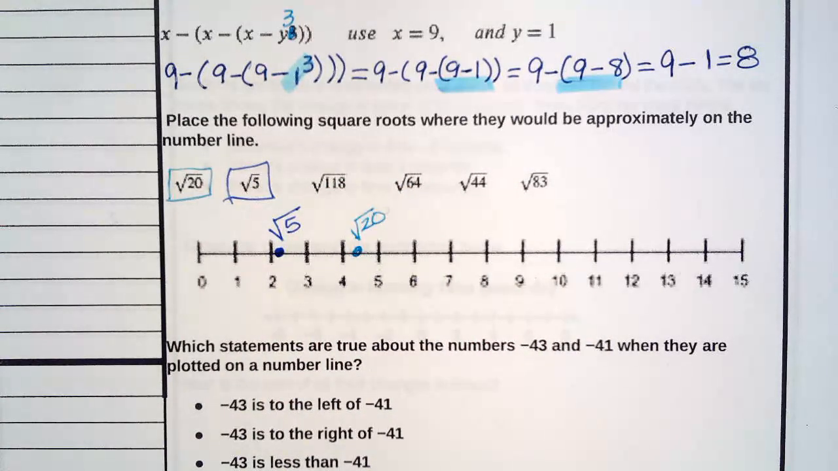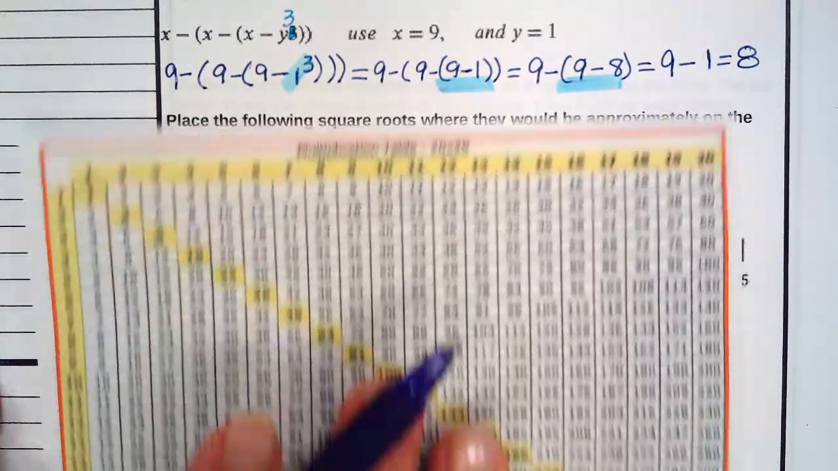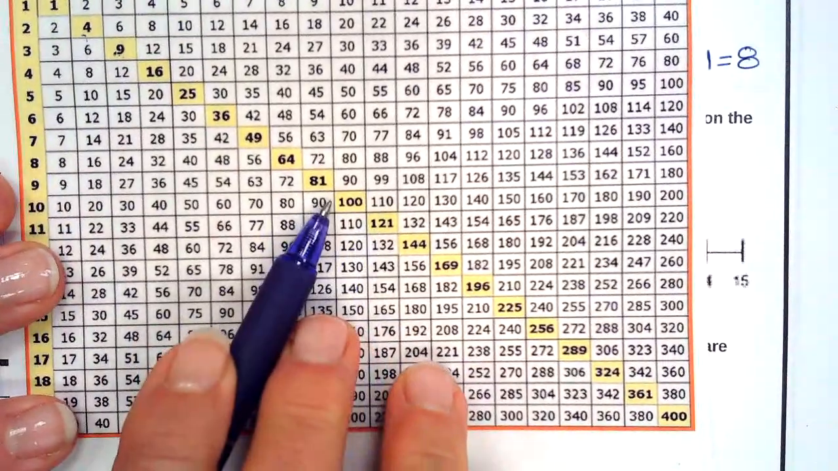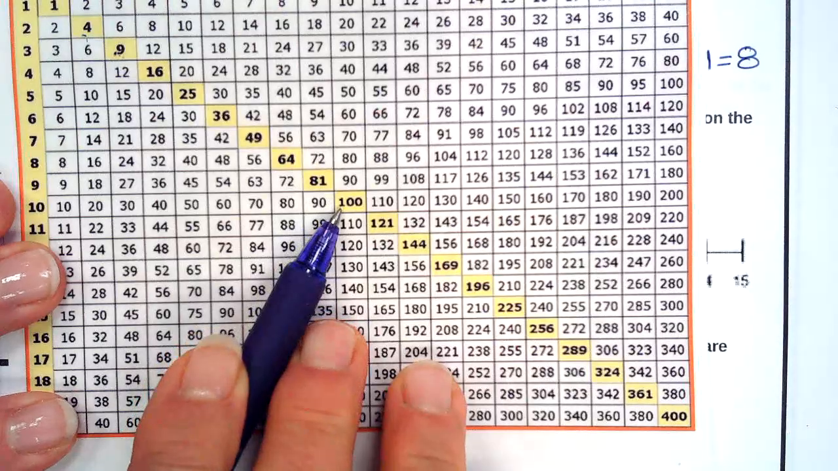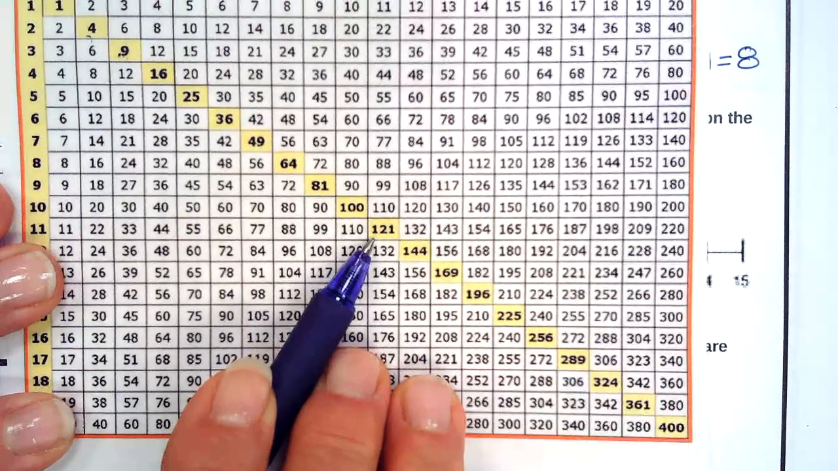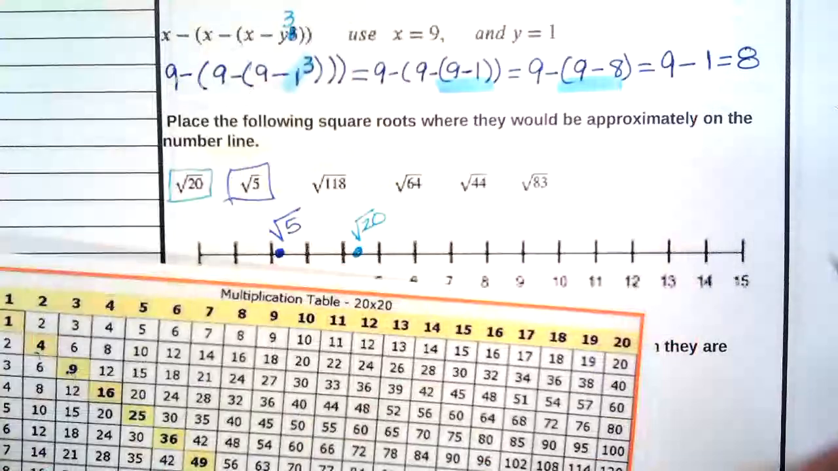Well, the next one's a really big number. So as I'm looking at this, 118. Well, I've got 121 and I've got 100. The square root of 100 is 10. The square root of 121 is 11. Well, 118 is much closer to 121 than to 100. So I'm going to be much closer to 11 than to 10.